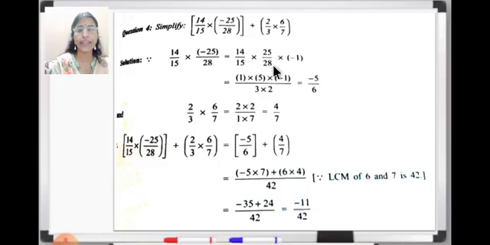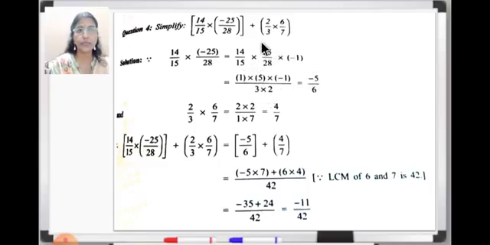14 2s are 28. So in place of 14, 1 is written, and in place of 28, 2 is written. Then when you divide by 5, you will get 5 into minus 1. When you solve it, 5 ones are 5 into minus 1, that is equal to minus 5 upon 6. You can also see 5 5s are 25, 5 3s are 15, so 3 is written here and 5 here. You just do it by reducing this way, and then you will get minus 5 upon 6.